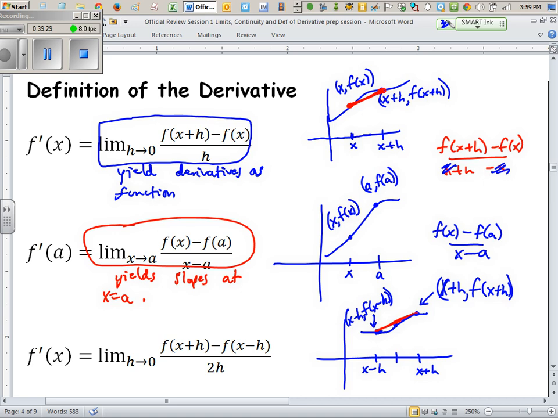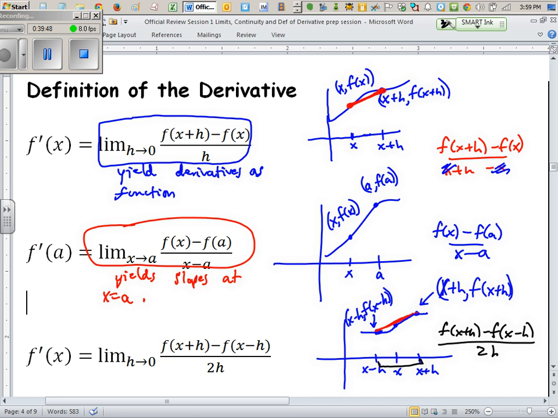But the red line straddles right over x. X is in the middle. So when you do the rise over run, you end up subtracting the y values. I'll write it in black. f of x plus h minus f of x minus h. And now the distance between these is technically 2h.